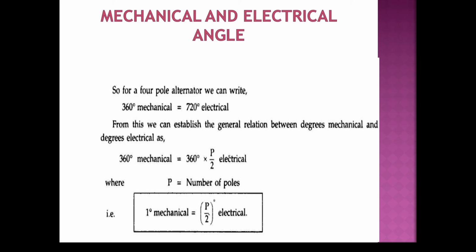So we can establish the general relation between mechanical degrees and electrical degrees. 360 degrees mechanical can be written as 360 into P by 2 electrical, where P is the number of poles. We are taking here 4 poles, so 4 by 2 is 2, and 2 into 360 is 720. From this equation, 1 degree mechanical is P by 2 degrees electrical.